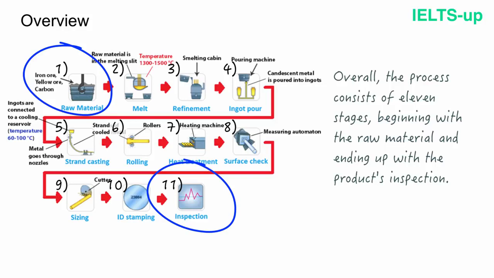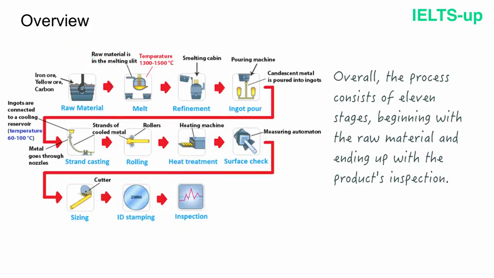Overall, the process consists of 11 stages, beginning with the raw material and ending up with the product's inspection. As you see, the diagram's overview is quite short, only one sentence, and your overview should not be long too. 1 or 2 sentences is ideal.